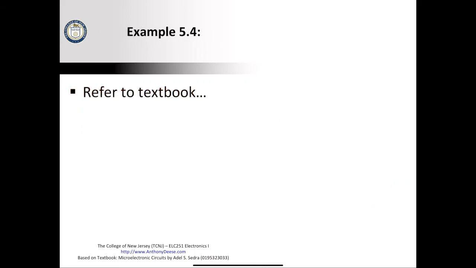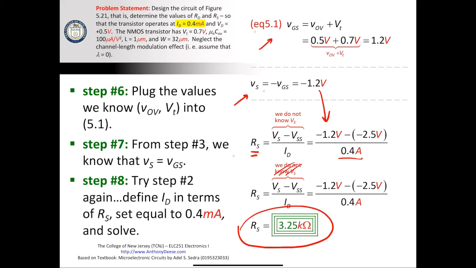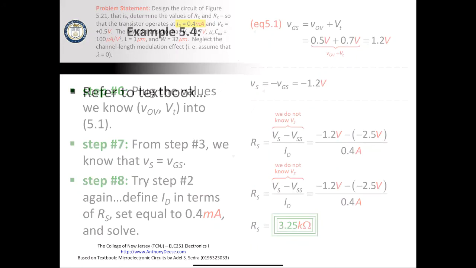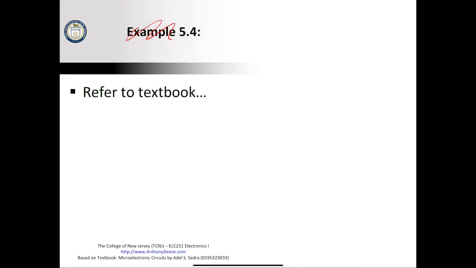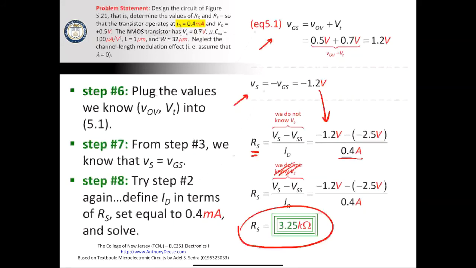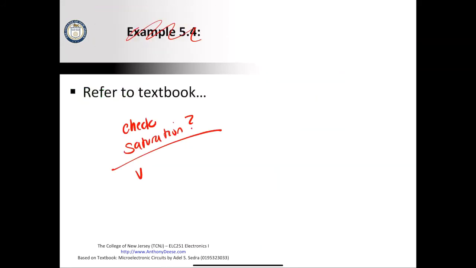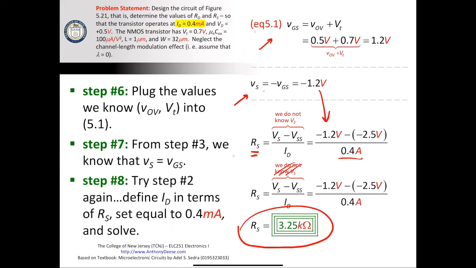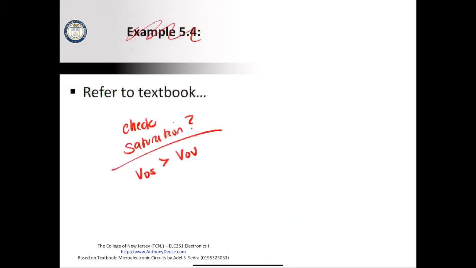One last thing which we did not do, but I would recommend, is for the last example, we need to check and make sure that we really are in the saturation region, because the equation that we used was the saturation region equation. We have to make sure that was a good guess. So what we need to make sure is VDS greater than VOV? Our VOV for this case was 0.5 volts.